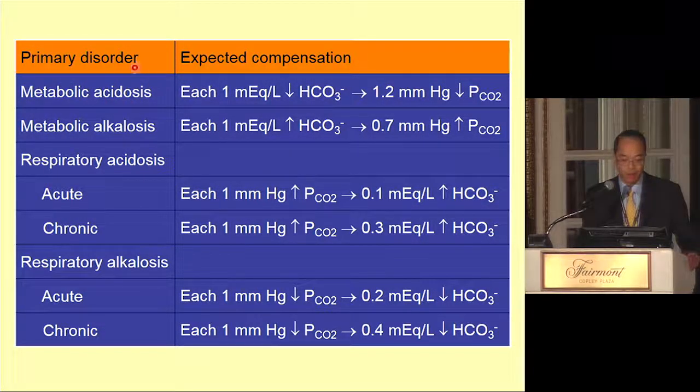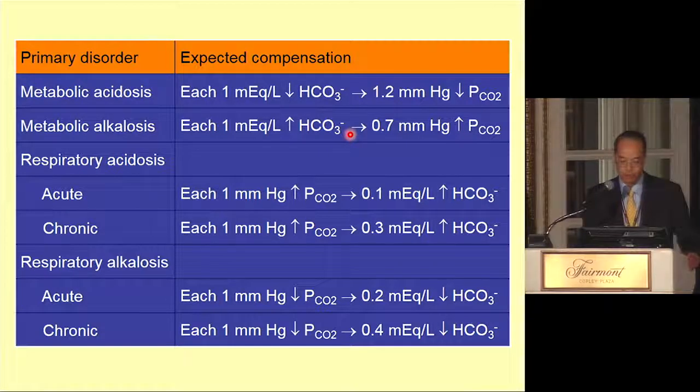For example, when you have a metabolic acidosis and your bicarbonate falls, you should expect increased ventilation in order to lower your PCO2 to attempt to compensate. So here it says for every 1 milliequivalent per liter drop in your bicarb, you would expect your PCO2 to drop by 1.2, and so on.